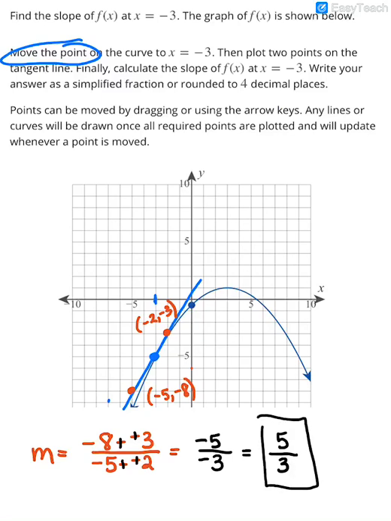And it just says write your answer as a simplified fraction, or you can round it to 4 decimal places. So especially if you get some complicated fractions with your ordered pairs, then you can work in decimal as long as you carry 4 decimal places.